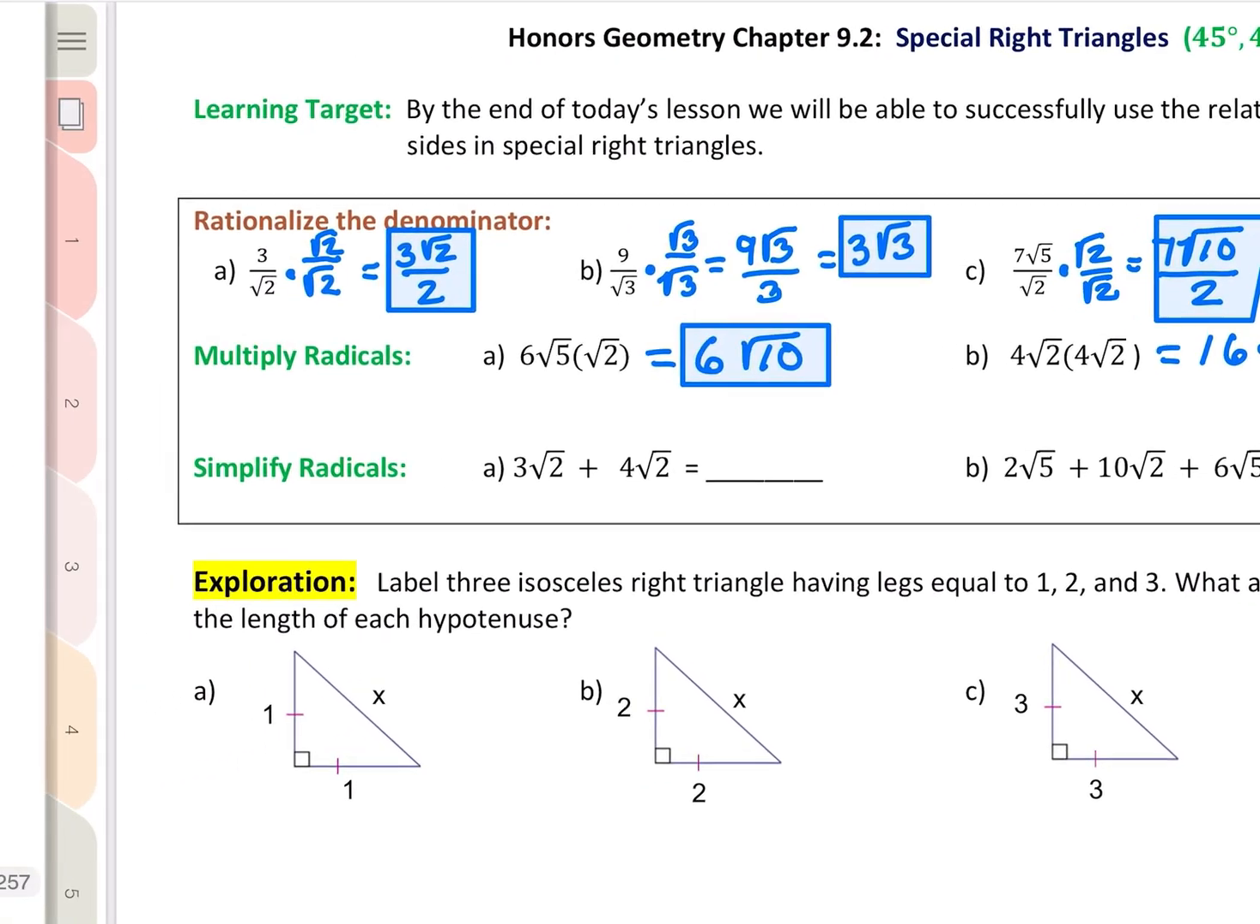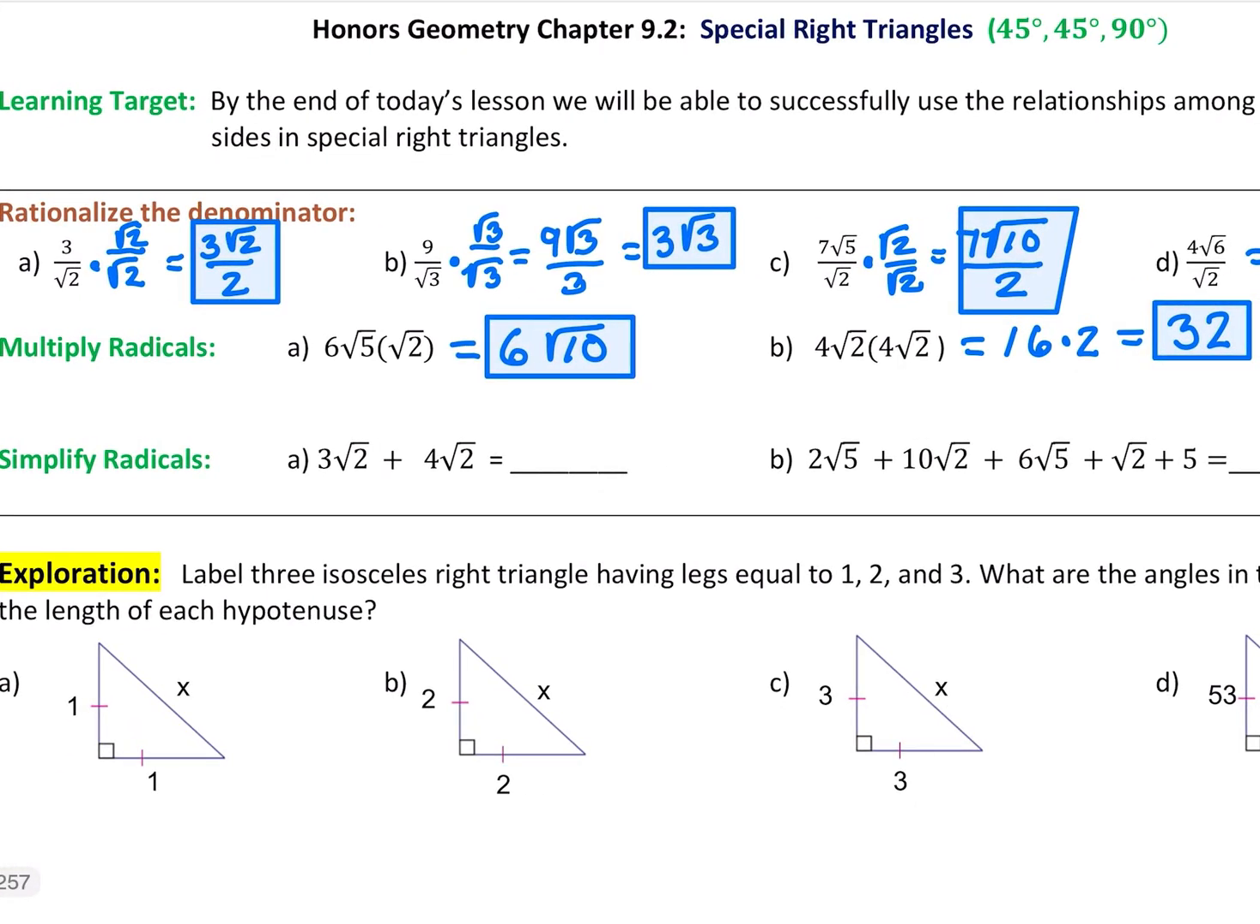So that's multiplication. When you add radicals, you want to think about adding like terms. If you had x's and y's, you'd group the x's together and group the y's together. Radicals really think the same way. This is like an x. So you have 3 x's and you have 4 x's. How many x's altogether? You add the coefficients, so you end up with 7 root 2, and there's nothing else you can do there.